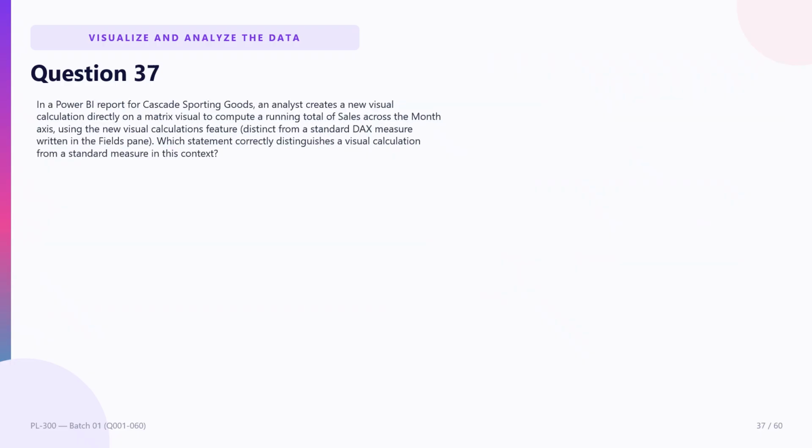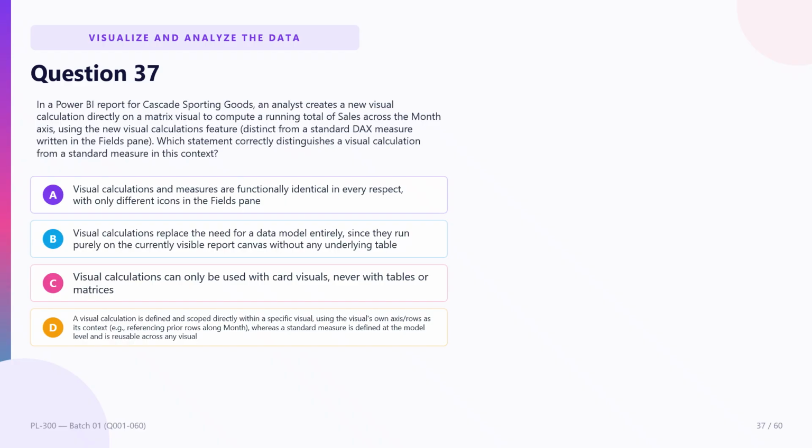Question 37. Visualize and analyze the data. In a Power BI report for Cascade Sporting Goods, an analyst creates a new visual calculation directly on a matrix visual to compute a running total of sales across the month axis, using the new Visual Calculations feature, distinct from a standard DAX measure written in the Fields pane. Which statement correctly distinguishes a visual calculation from a standard measure in this context?